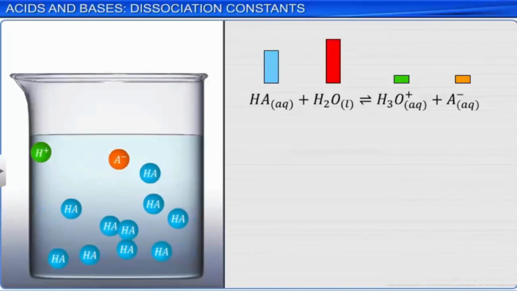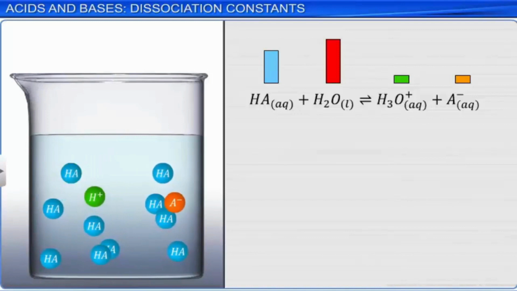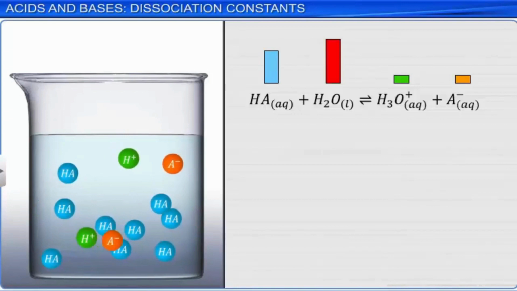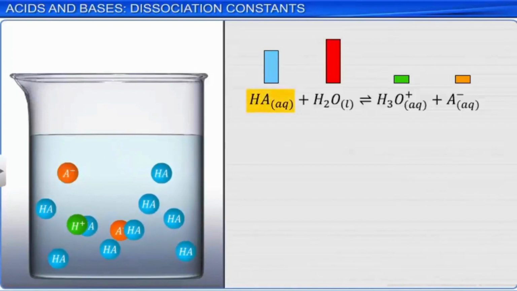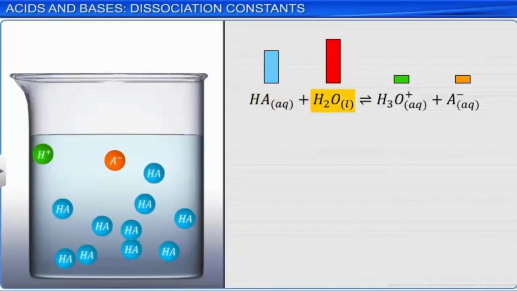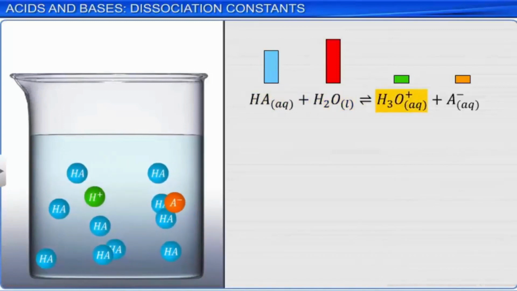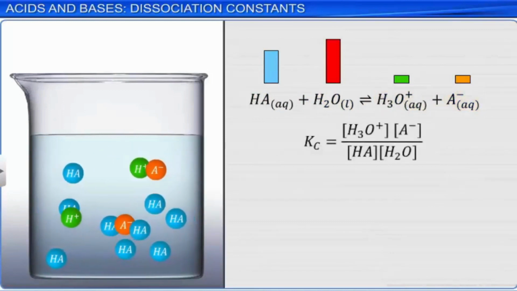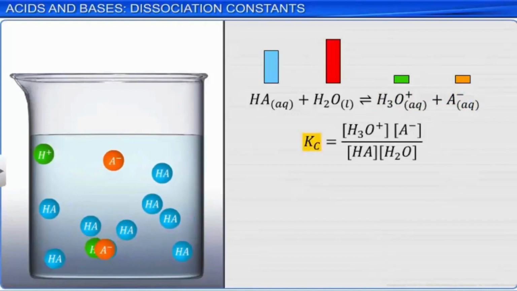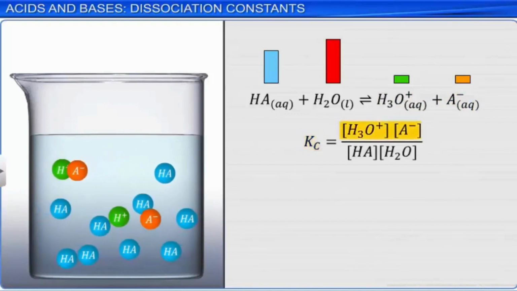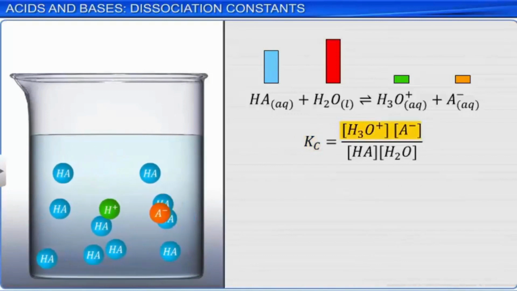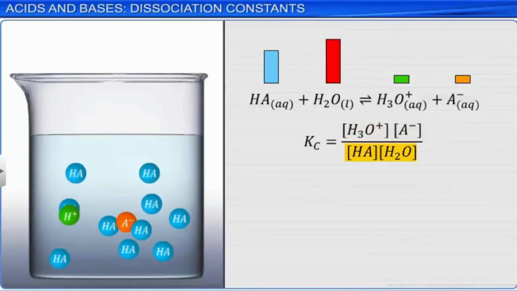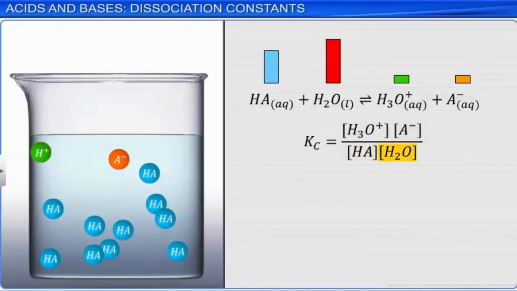Equilibrium between the dissociated ions and undissociated molecules is established soon. This equilibrium can be expressed as HA aqueous plus H2O liquid in equilibrium with H3O plus aqueous and A minus aqueous. The equilibrium constant for this reaction can be written as Kc is equal to the product of concentration of H3O plus and A minus ions divided by the product of concentration of HA and H2O. As the concentration of water does not change, it can be taken as constant.